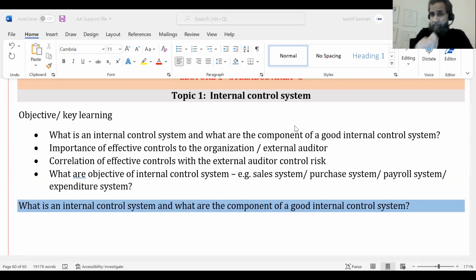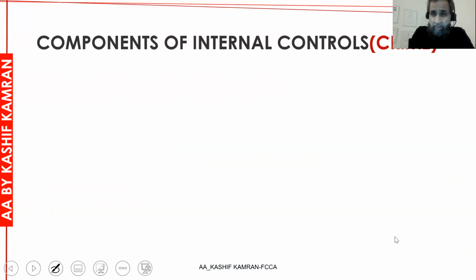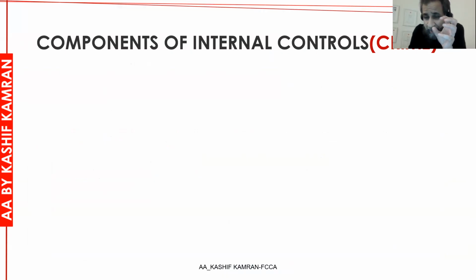Let's start with internal control systems. Now, when you look at internal control systems, in order to be sound, they consist of some components. We know every organization has a system in place. Some have weak systems, some have strong systems. You look at listed companies, primarily they have stronger ones because they have corporate governance and audit committees.